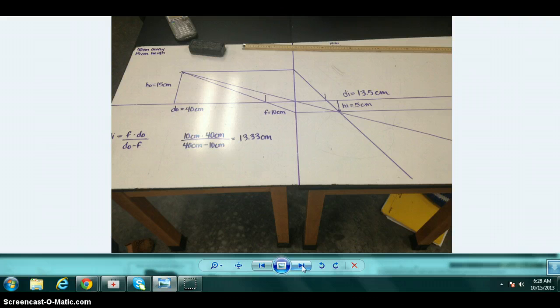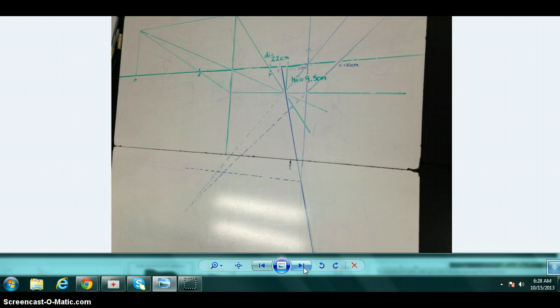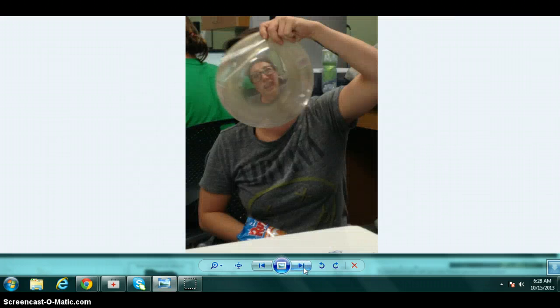We learned how to do them when the object was outside of the focal length, and we also learned how to do them when the object was inside of the focal length. And in that case, the process is a little bit different to draw the location of the image. So here's one where the object is inside the focal length. And we also learned about the Fresnel lens here. That was kind of fun.